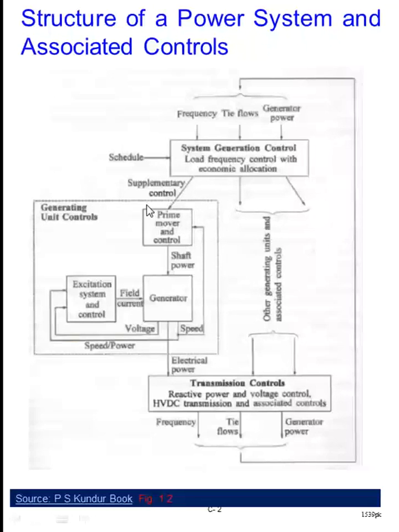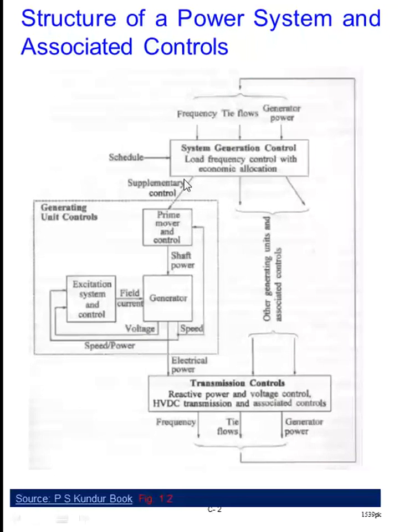So in the turbine governor system, you have two loops for frequency control. One is the inner loop, which is local to the power plant. The other is the outer loop, which goes through the network, between the systems and between the areas, and that is through the supplementary control.